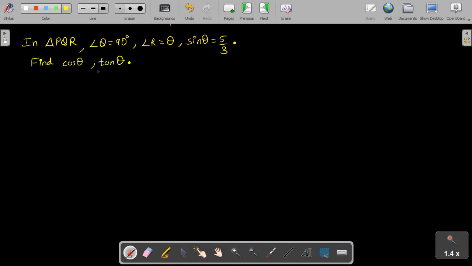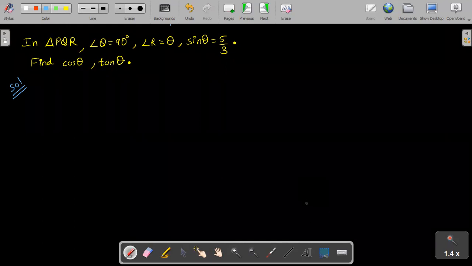So to solve this, you need to draw the diagram first. Write the values which are given. Whatever information is given in the question, just write that first, and then you will be able to find cos theta and tan theta. Can you try this?